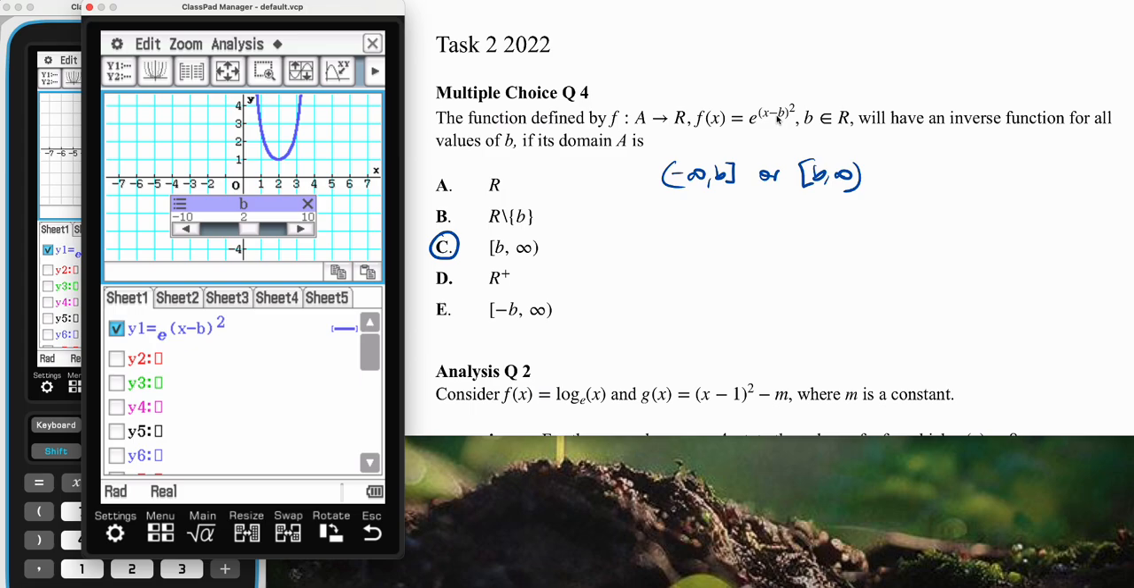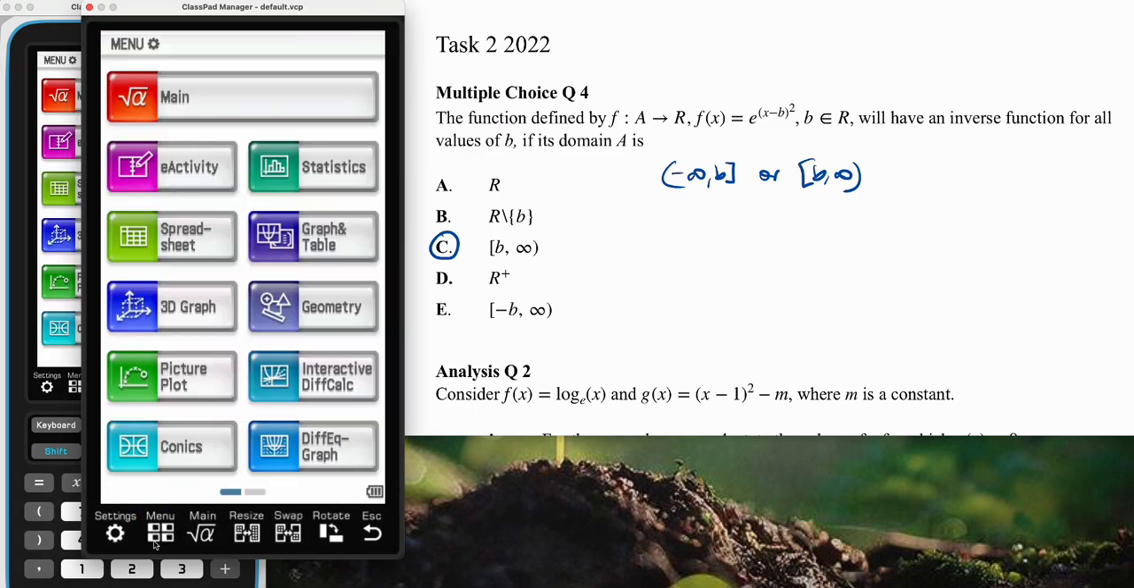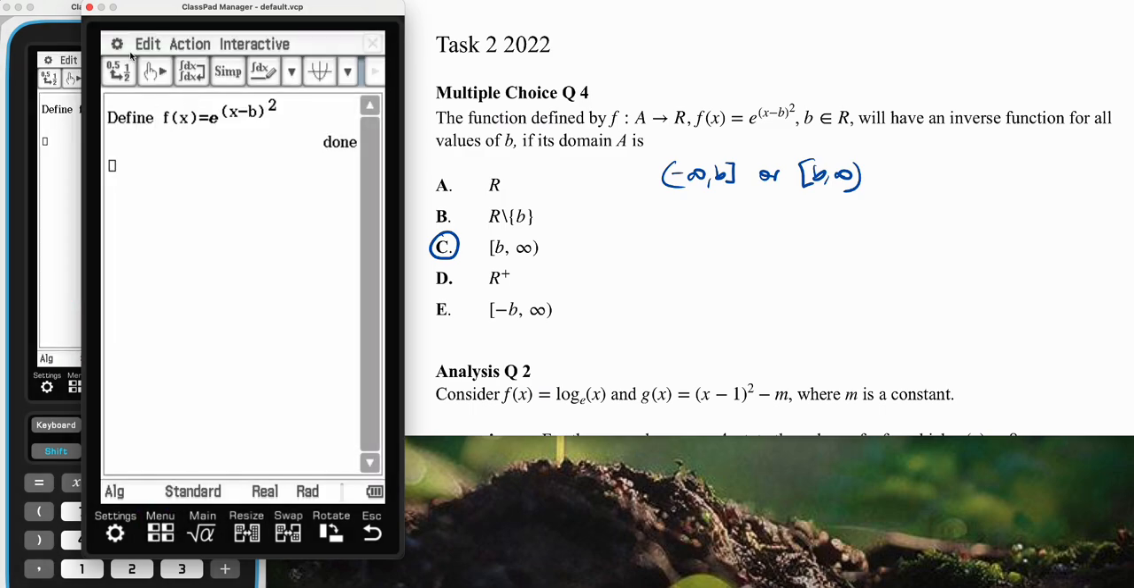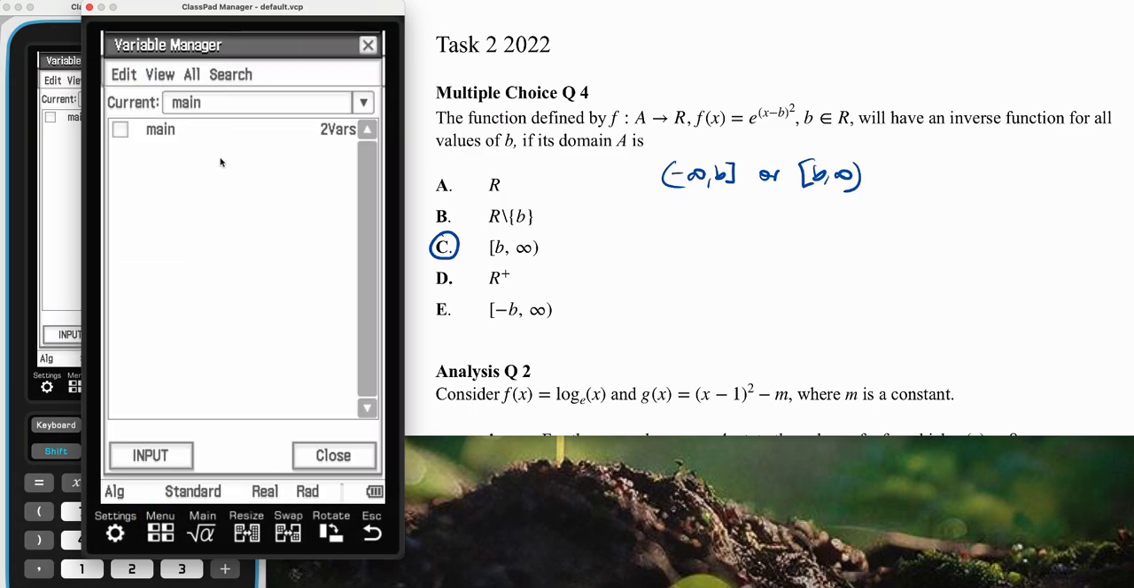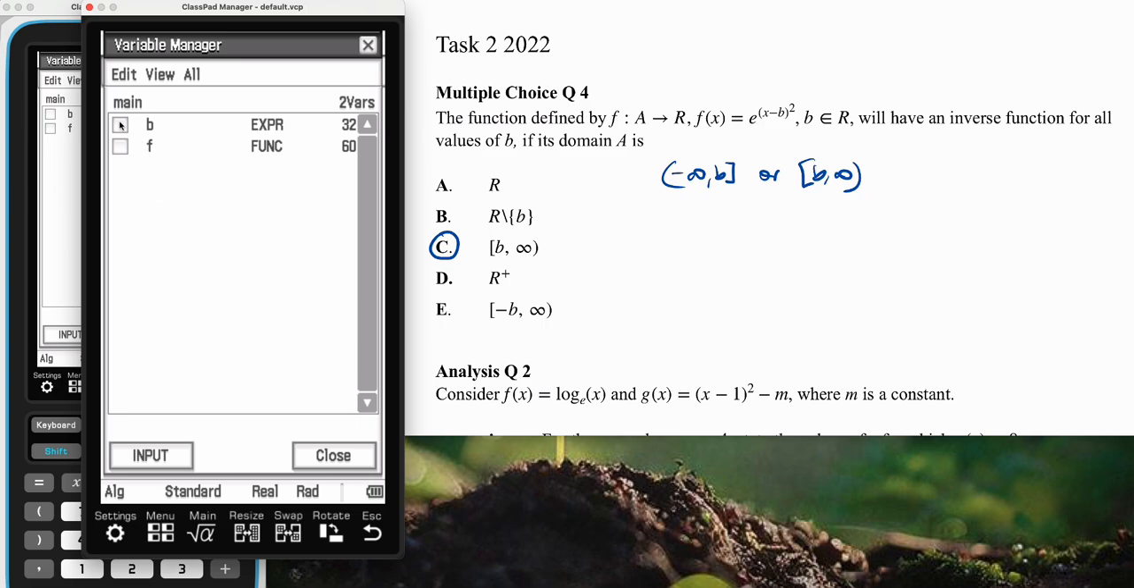Can I point out an important part about the slider now? Now that I've done this, my calculator thinks that b equals 2. So, if I get out of all of that, go back to my main menu, I'll see that in my variable manager, I have b as a value, and I need to delete that.